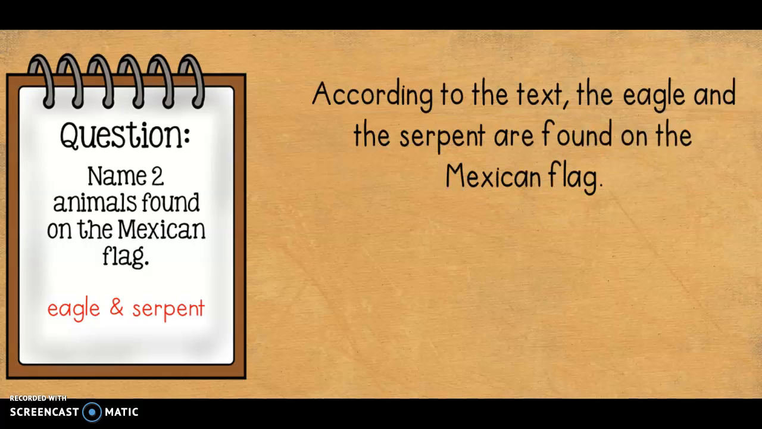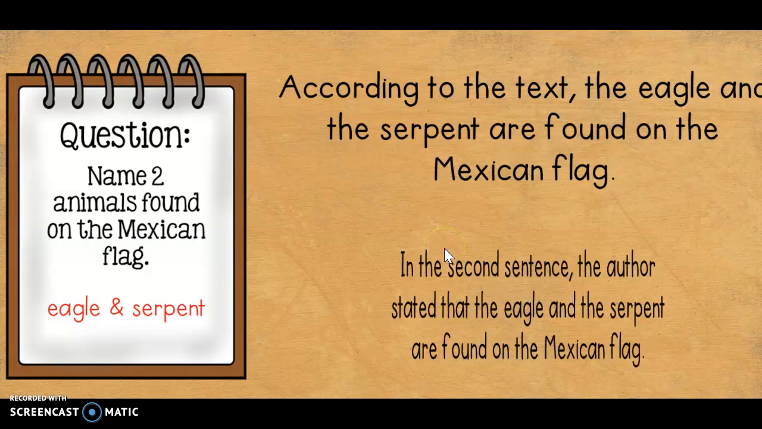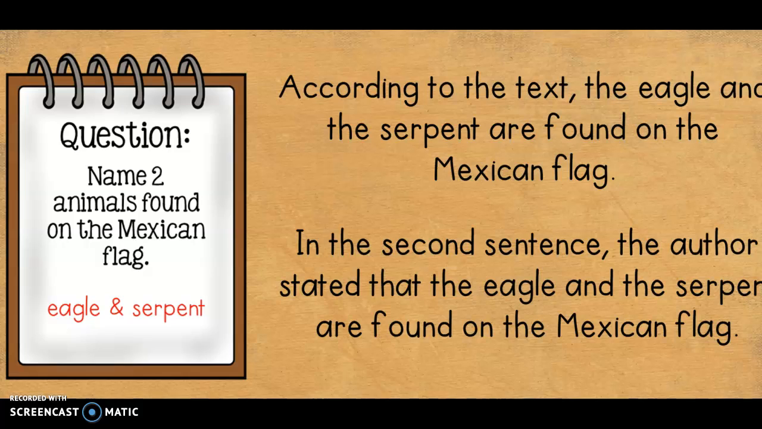So going back to the same thing we had before, you're naming two animals found on the Mexican flag. Here's the way to write your textual evidence. According to the text, the eagle and the serpent are found on the Mexican flag. In the second sentence, the author stated that the eagle and the serpent are found on the Mexican flag. So those are two different ways using two different sentence starters. So make sure you embed that evidence in there.